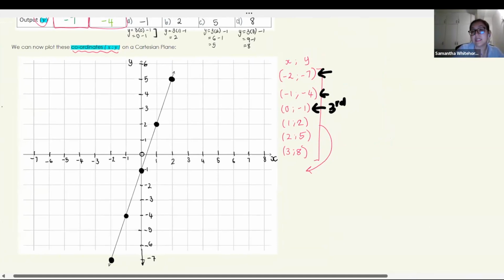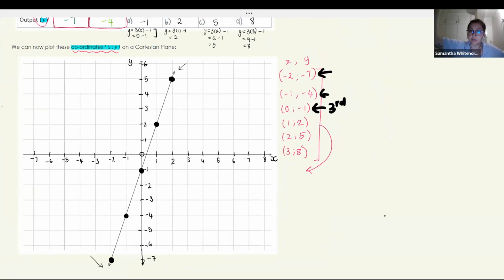Hopefully what you can see is at the end of my line, I've got little arrows that I've drawn there. That is because this graph technically just keeps going. I can't draw all the way to infinity. That's not possible. And so what we do is we just pop little arrows on the end to show that this graph does keep going. It does extend to infinity. We just can't draw that. What we have here is a linear graph showing this relationship.